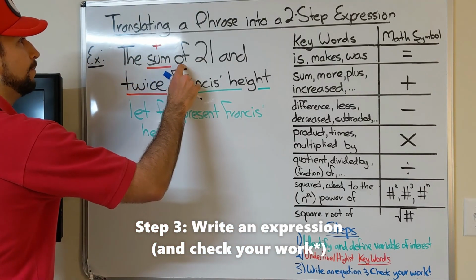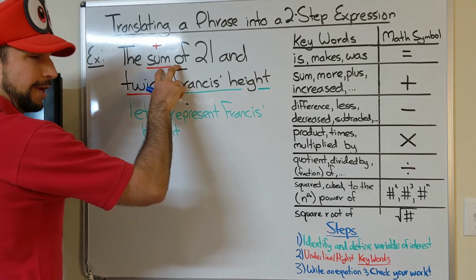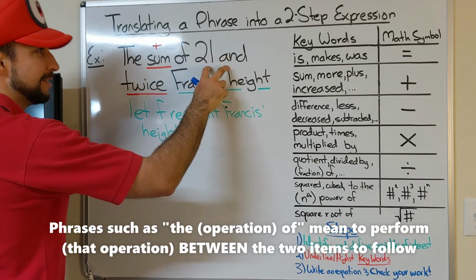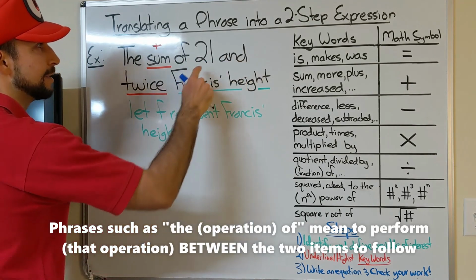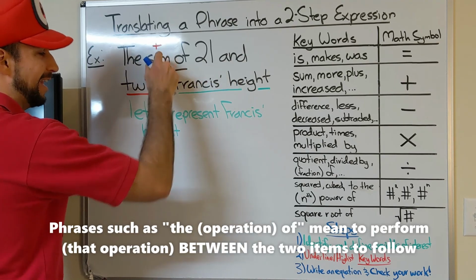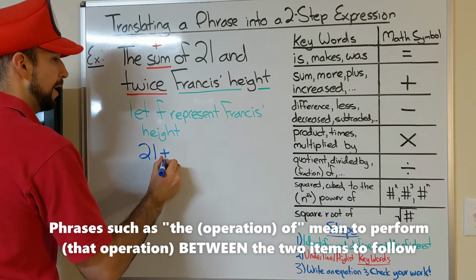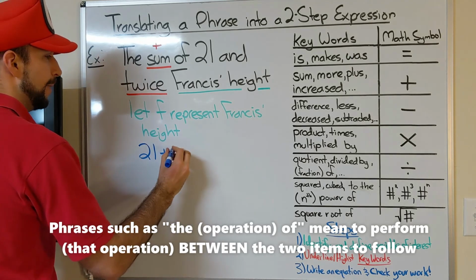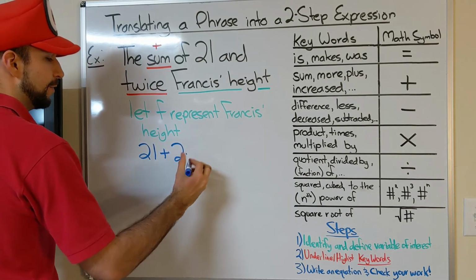Sum of 21 and. Now whenever you see a prepositional phrase like this, sum of something, this means I'm going to do this operation to the next two listed things. So 21 and something are going to be added together. So 21 plus twice, we said meant 2 times Francis's height, which we used f to represent.